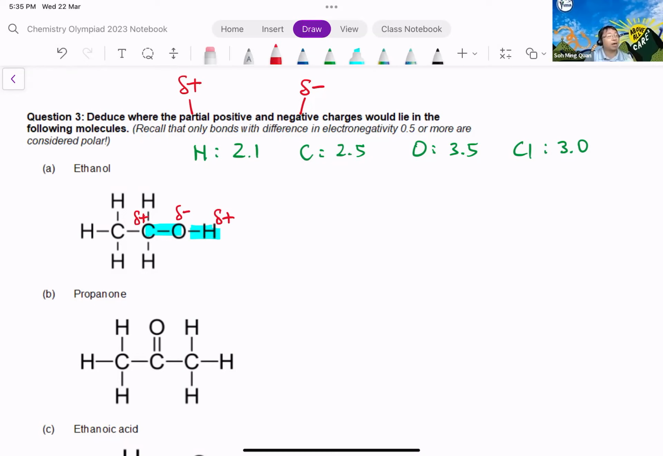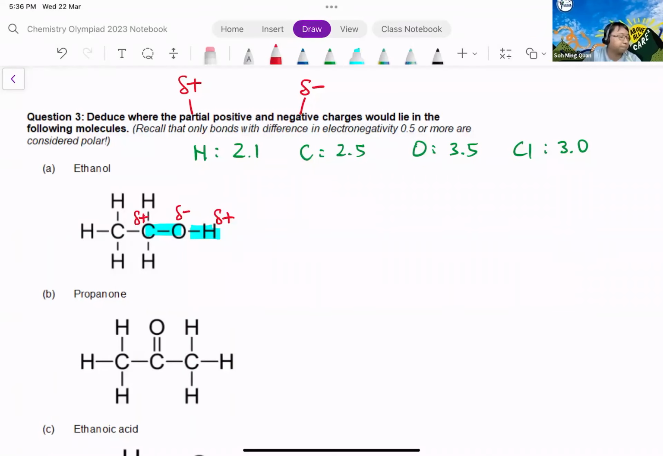molecule of ethanol. Ethanol is the alcohol that is used in hand sanitizers. That's what you used throughout the past few years as hand sanitizers. Ethanol is polar because it contains the CO and the OH bond.